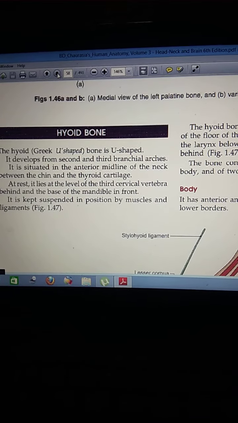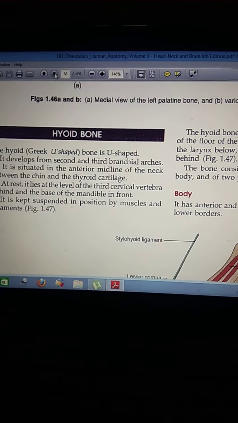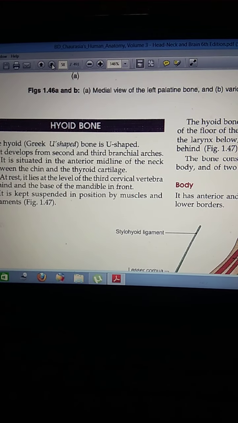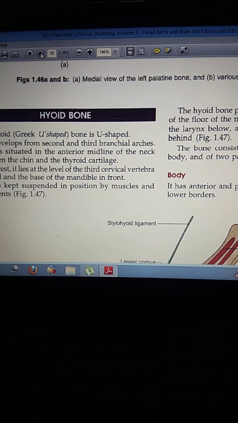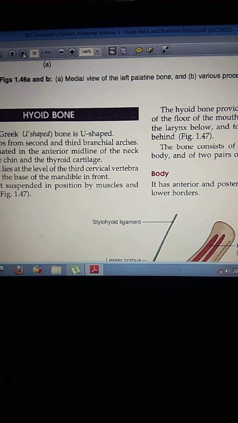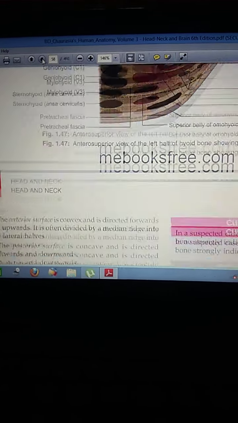Now, the hyoid bone is U-shaped. It develops from the second and third branchial arches. It is situated in the anterior midline of the neck, between the mandible and the thyroid cartilage. At rest, it lies at the level of the third cervical vertebra. It is kept suspended by muscles and ligaments.